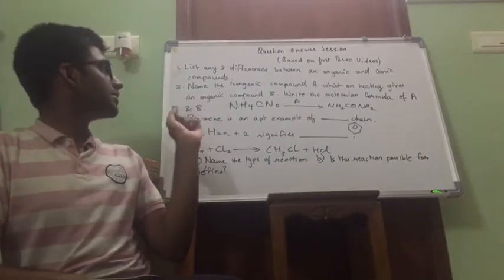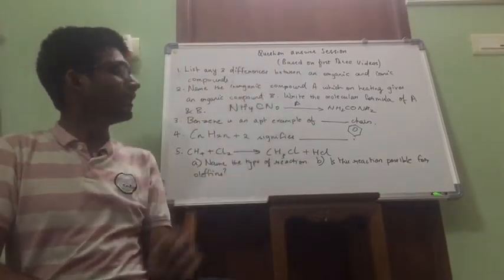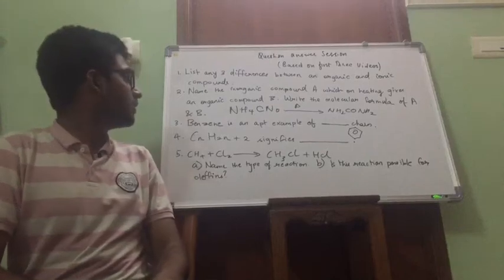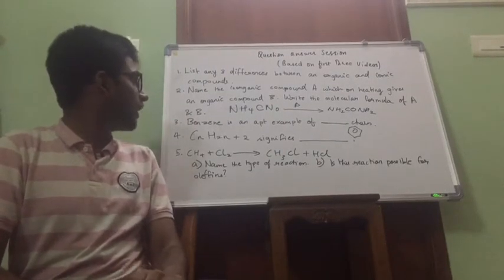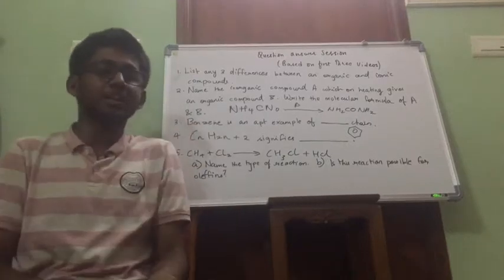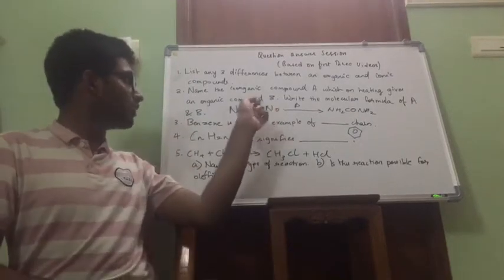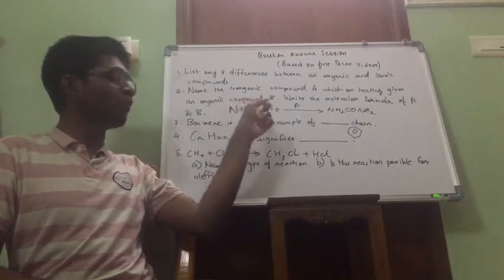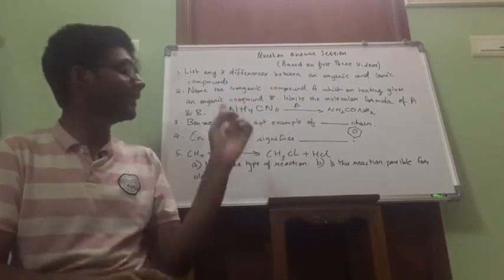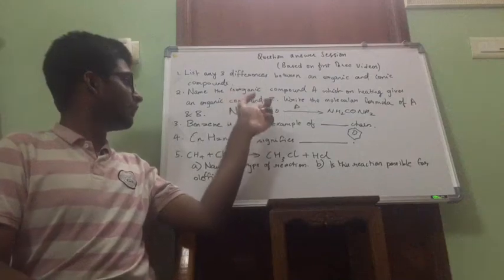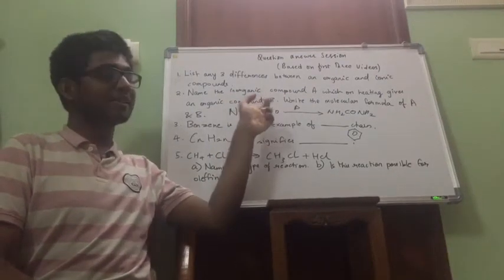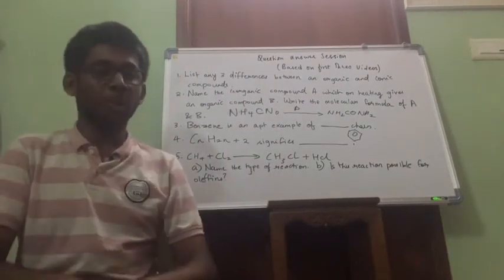The next question says, name the inorganic compound A which on heating gives an organic compound B. Write the molecular formula of A and B. I've written the reaction here. The inorganic compound's molecular formula is NH4CNO, and the name is ammonium cyanate. This is NH4 ammonium, and cyanate will be CNO.